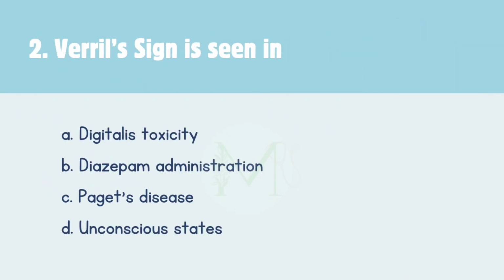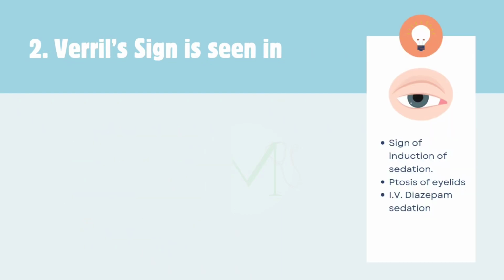Next question is, Verrill sign is seen in digitalis toxicity, diazepam administration, Paget's disease, unconscious states. To attend this question, we should know what is Verrill sign. Verrill sign is a clinical sign seen during diazepam administration, particularly at high doses, when the patient's upper eyelid droops. This is an early indicator of the sedative effects of diazepam and signals that the medication is beginning to take effect.